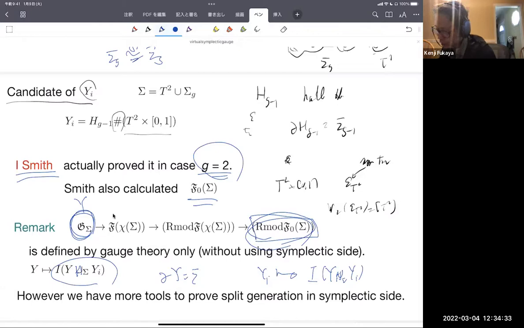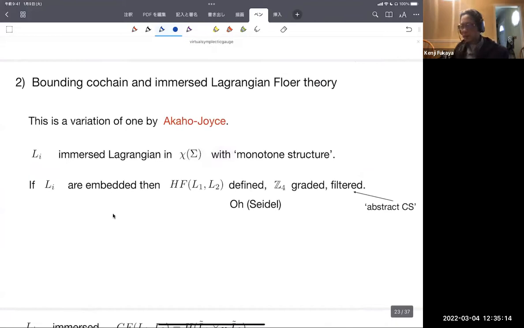However, it is probably easier to prove split generation on the symplectic side, because during the study of homological mirror symmetry, we learned much about the generation of a category. So we can use those tools to prove this generation. Actually, Ivan Smith used this symplectic side, and I think he used Paul Seidel's method to prove generation, that is, splitting the monodromy into Dehn twists. Anyway, let me explain what a bounding cochain and immersed Floer theory are.